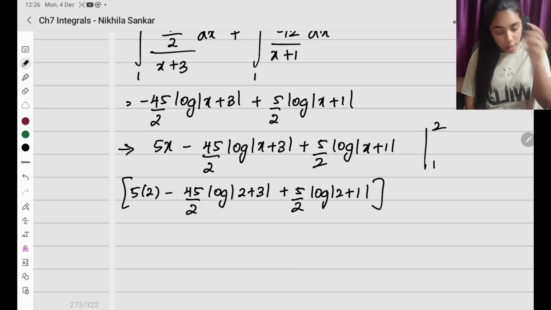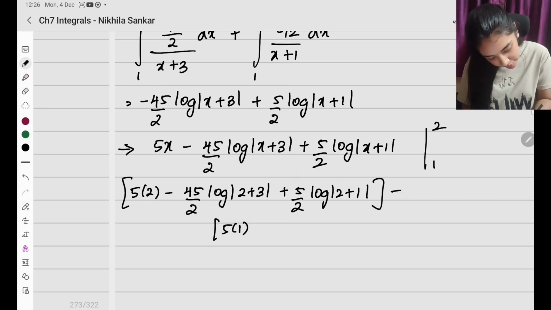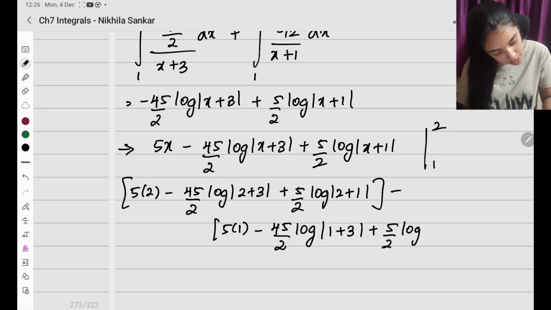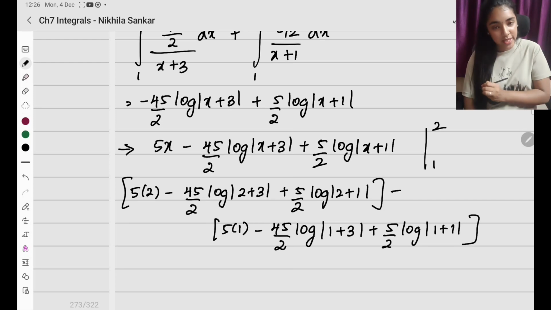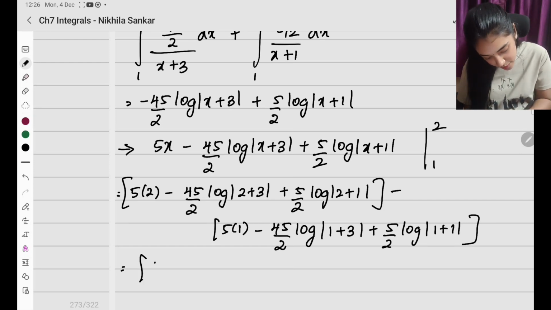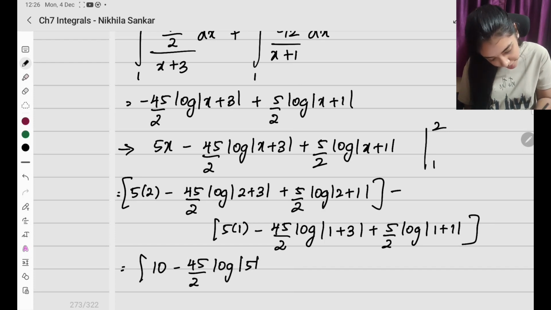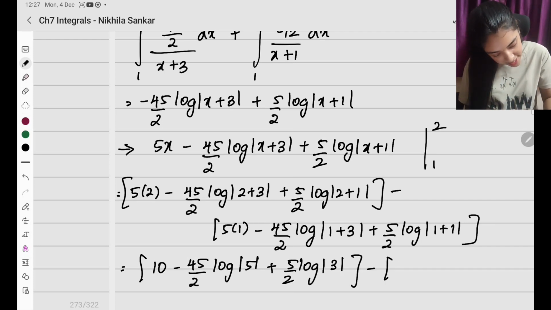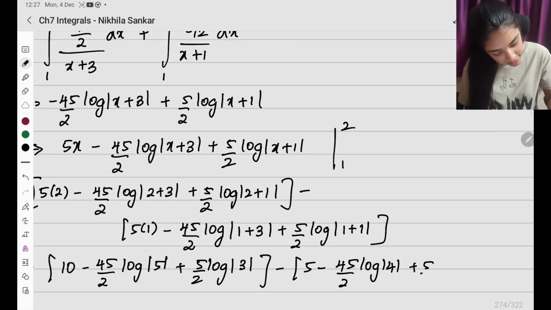This is f of 2 minus f of 1. F of 1 is 5 times 1 minus 45 by 2 log mod 1 plus 3 plus 5 by 2 log mod 1 plus 1. So this is my second term. So when I solve this, what is inside the first bracket? 5 twos are 10 minus 45 by 2 log mod 5 plus 5 by 2 log mod 3, minus 5 minus 45 by 2 log mod 4 plus 5 by 2 log mod 2.